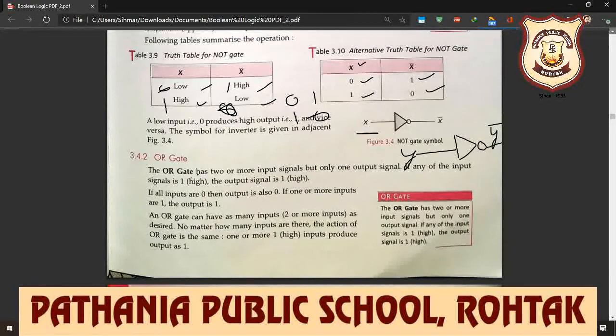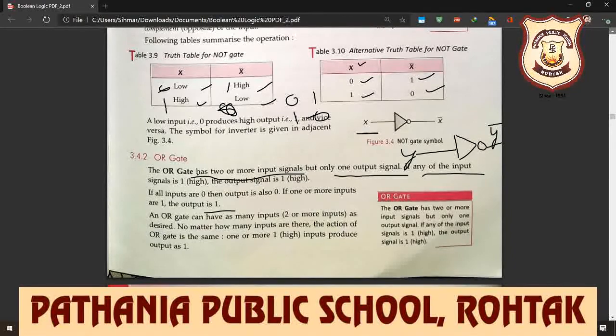OR gate has two or more input signals, but only one output signal. If any of the input signals is 1, the output signal is 1. Or if all inputs are 0, then the output is always 0. If one or more inputs are 1, the output is 1.